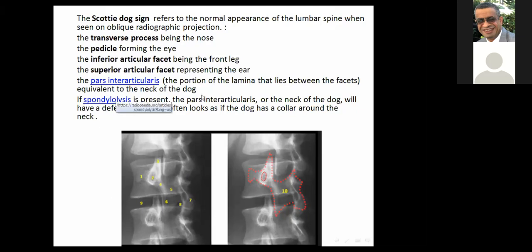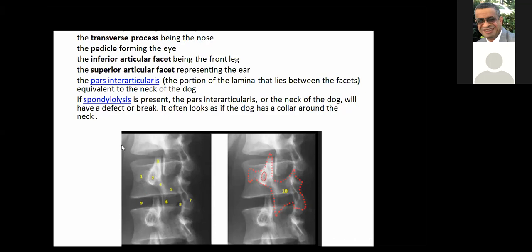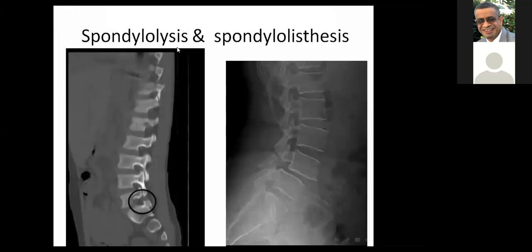If there is spondylolysis, the pars interarticularis, or the neck of the dog, will have a defect or break. It often looks as if the dog has a collar around the neck. Spondylolysis on CT sagittal section shows a defect in the pars interarticularis.